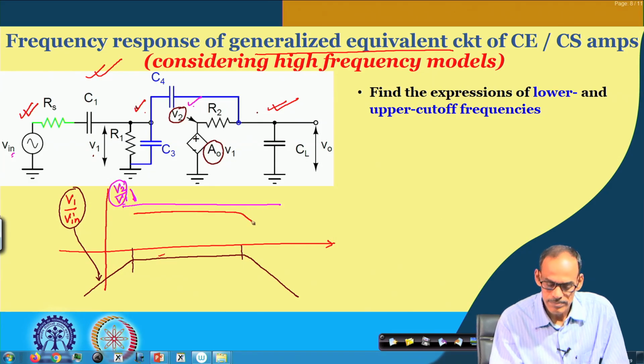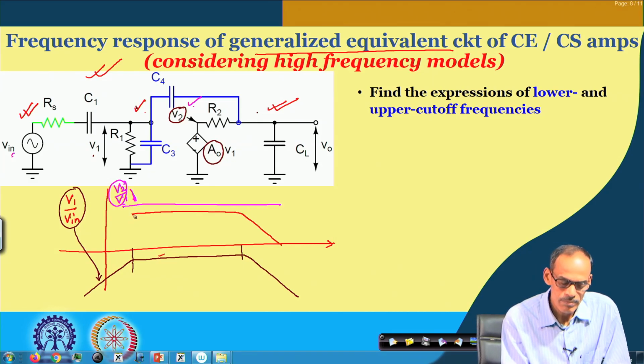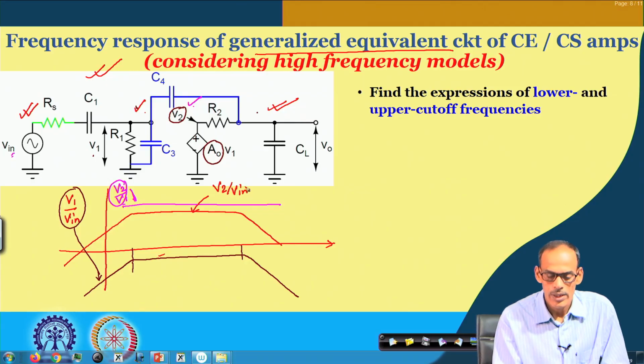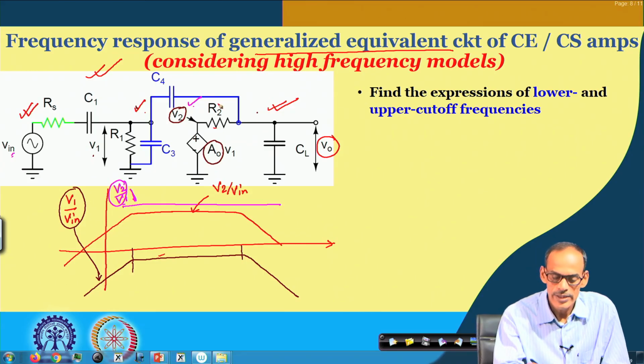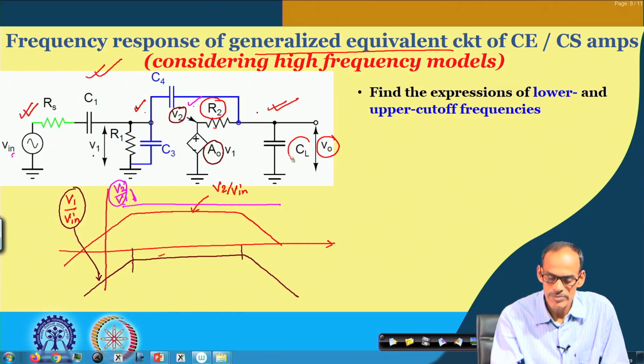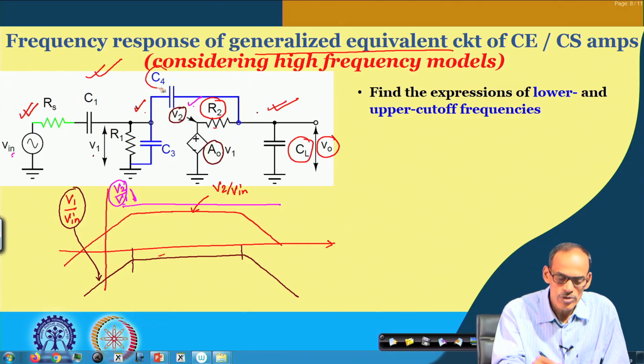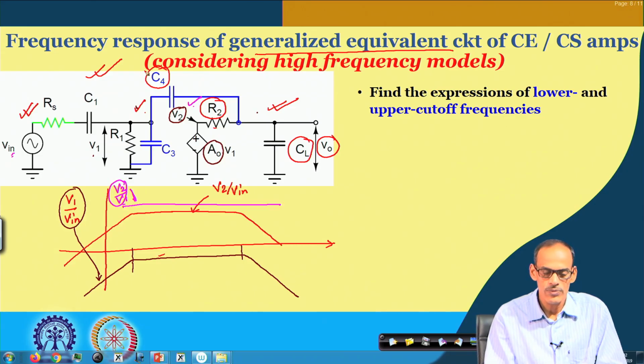So, this is the V 2 by V in, and then V 2 to V out, we do have another RC circuit. In that RC circuit, of course, we do have the resistance here, we do have the capacitance maybe primarily coming from the load capacitance, and maybe some part of the C4 is also contributing to the C.